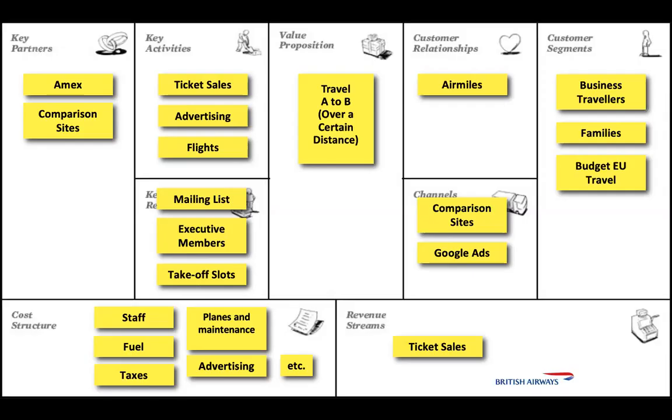And finally, there's some partners that an airline works with in order to deliver this value proposition, which relate to the channels and the relationships in this case. So comparison sites, things like Amex, etc., may be the partners that they use in order to deliver these component parts. So this is how you describe a business using the business model canvas.